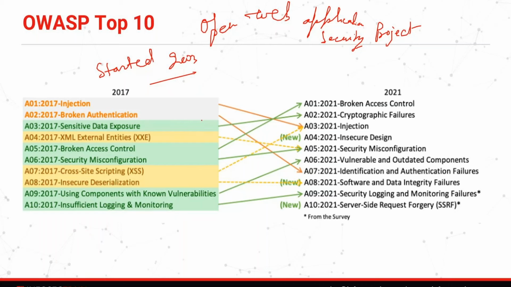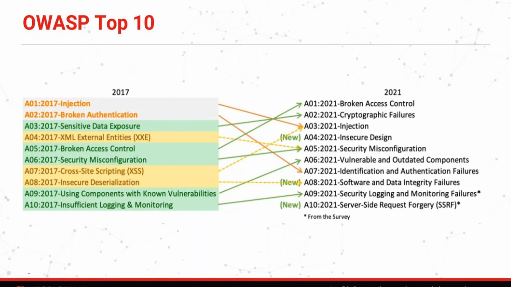When we talk about the web application part, we have these attacks. There are two lists: one was released in 2017 and the other in 2021. Here you can see that in 2017 the first attack was injection. Then broken authentication, sensitive data exposure, and cross-site scripting were there.